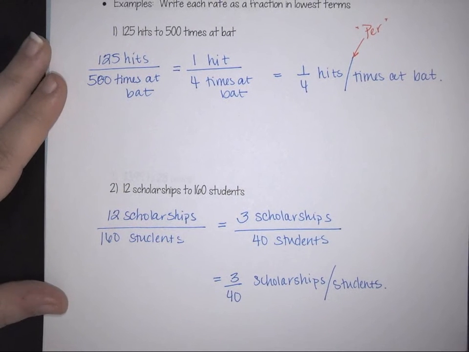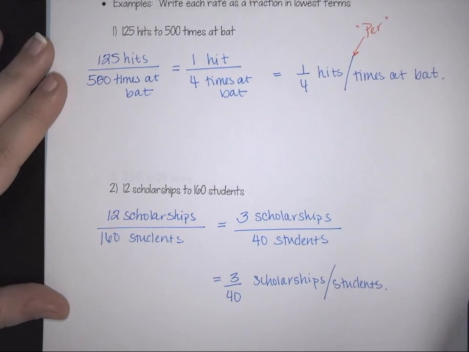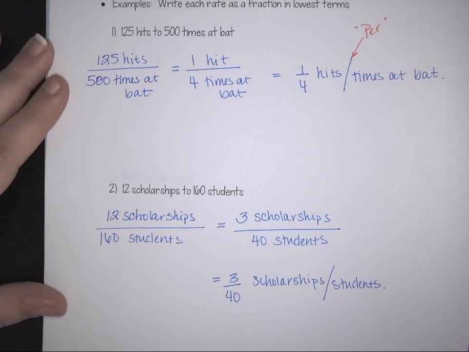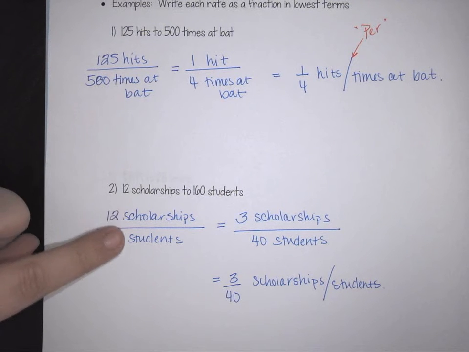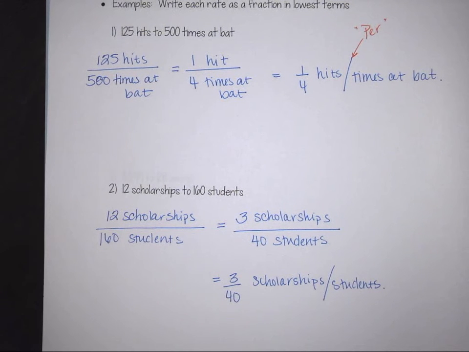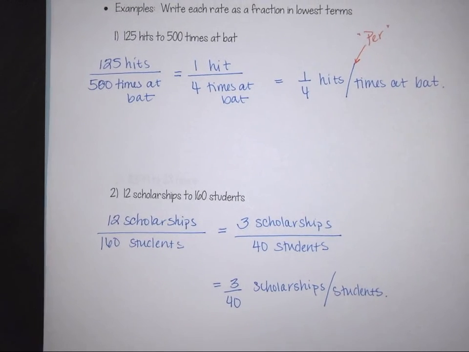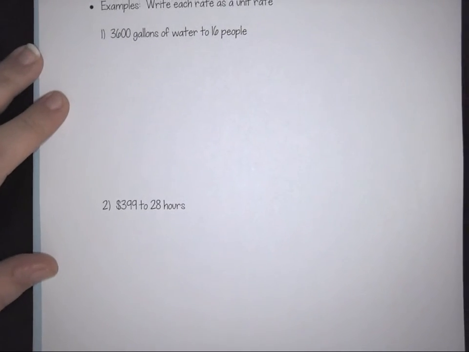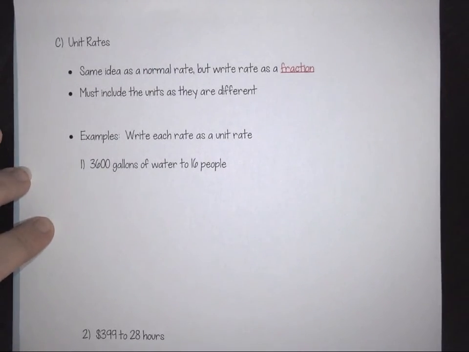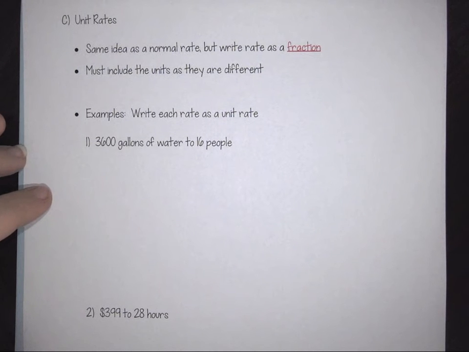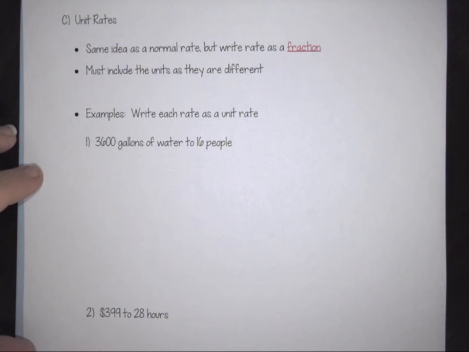Okay, so those are just a real quick and dirty refresher on what it means to have rates. So notice that your units stay, they do not change, and they cannot reduce. Now the other type of rate that we have is called a unit rate. Now a unit rate is almost the same as a regular rate. However, you're going to write it specifically as a fraction.